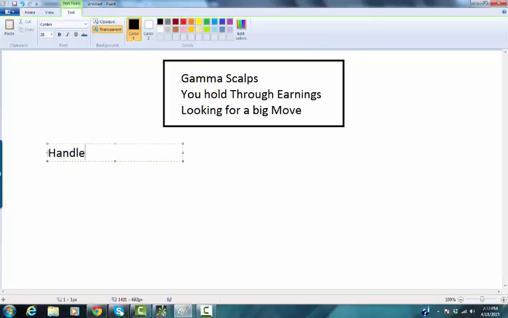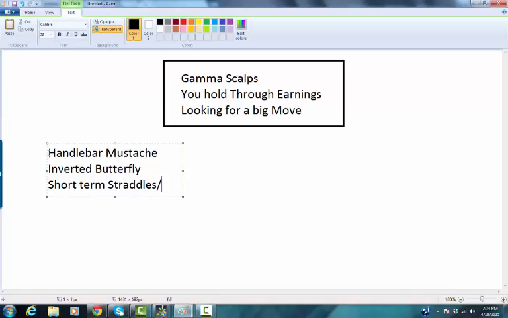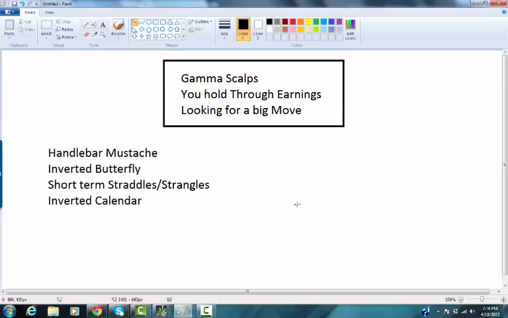So like the handlebar mustache, inverted butterfly, short-term straddles and strangles, inverted calendar, anything where the risk graph, and I'm going to draw a risk graph for this one to help you see it, is when you're looking at a risk graph and it has open-ended profit on the high side and the low side. That's kind of what you're looking for.